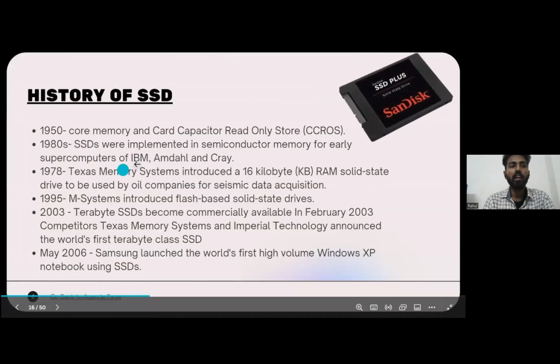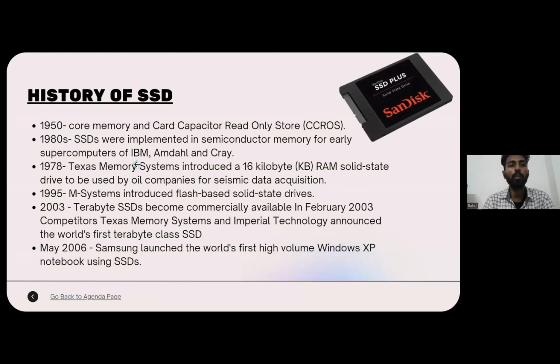History of SSD. Here you can see the evolution of SSD. In 1950, the core memory and the card capacitor read-only store, CROS. In 1980, SSDs were implemented in semiconductor memory for early supercomputers of IBM and Cray. In 1978, Texas Memory Systems introduced a 16 kilobyte RAM solid-state drive to be used by oil companies for system data acquisition. Then in 1995, M-Systems introduced flash-based solid-state drives, which are usually used in modern days.